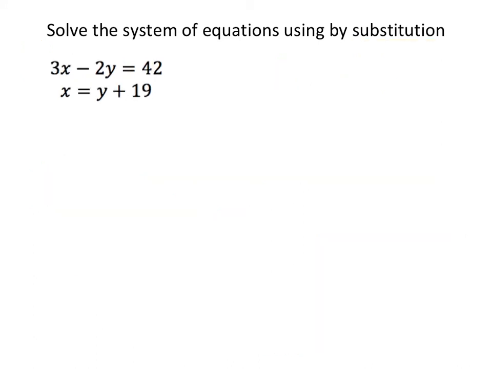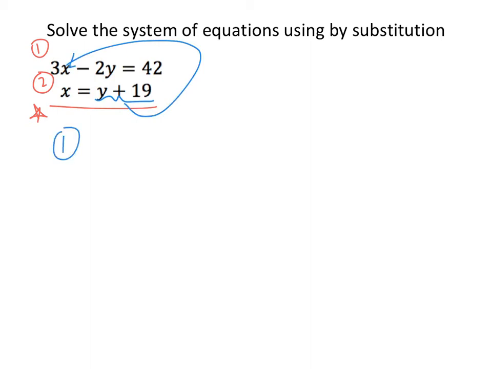Some examples may be given like this. You'll notice that my second equation is already solved for x. X is equal to y plus 19. So here, I don't actually have to solve for any variable because it's already solved for. So this x equals y plus 19 is essentially also my star equation that I'm going to plug my y value into at the very end. So from here, it actually did one of the steps for me. What I'm going to do is take this expression, y plus 19, and plug it in for x into the other equation.